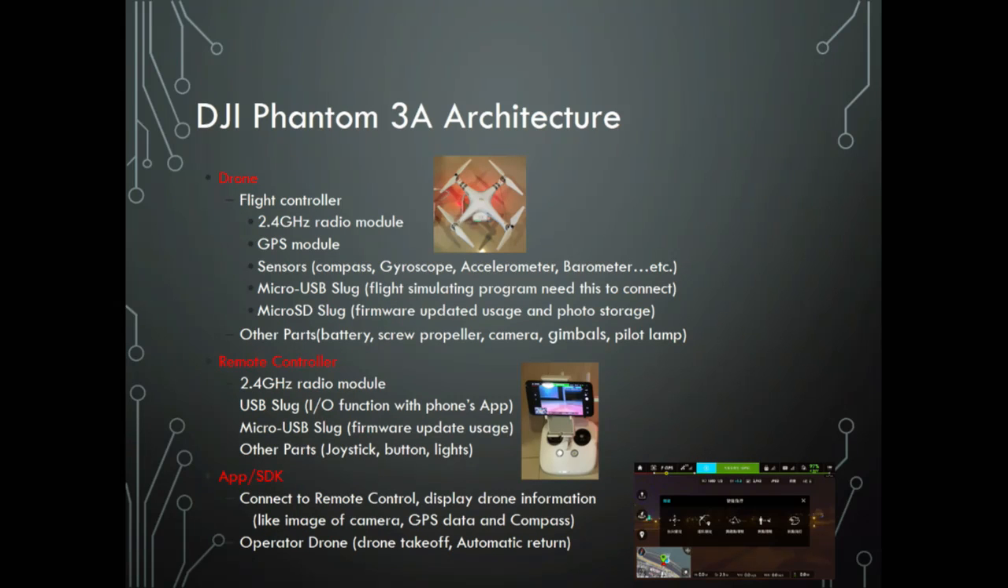Okay, let's talk about the structure of this drone. There are three main modules: the drone itself, the remote controller, and the app SDK. Which components are valuable and easy to exploit? I think vulnerabilities are usually found in the radio, the remote controller, the GPS module, and the app SDK.